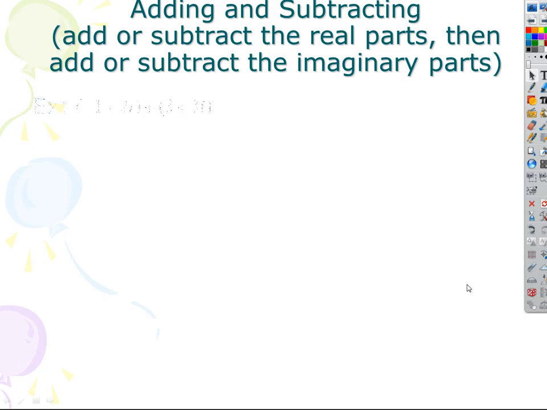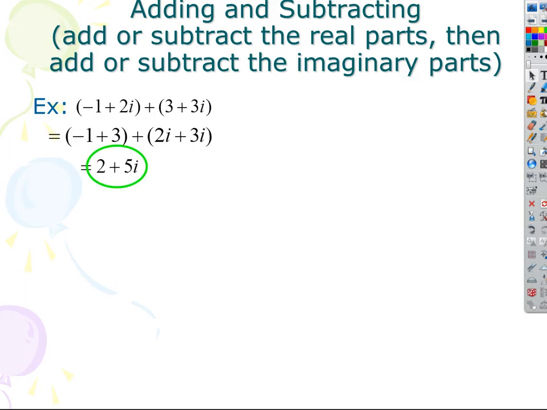Okay, adding and subtracting, dead simple. All you do with adding and subtracting is add like terms. Treat the i's just like variables. I don't even need to say any more. So in this case, what would we get for an answer? Yeah, 2 plus 5i, right? And now I wouldn't even need to go through these steps. All you're doing is treating the i like a variable and doing the same algebra you would normally do for an x. Agreed? So no big deal.